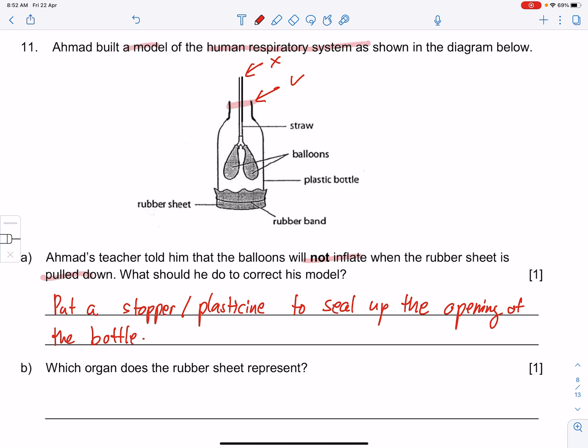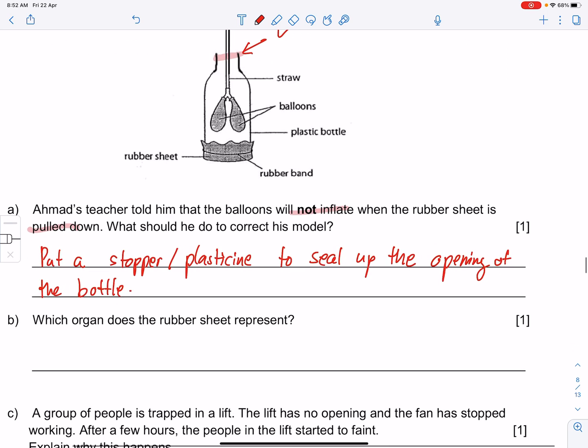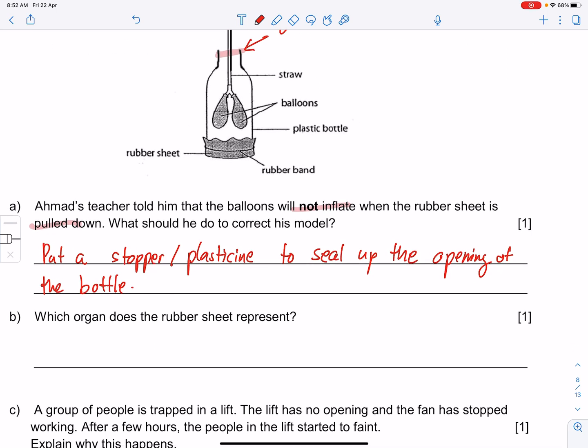Which organ does the rubber sheet represent? Okay, so it represents the diaphragm. A lot of you could not spell diaphragm, so please take note of your spelling.